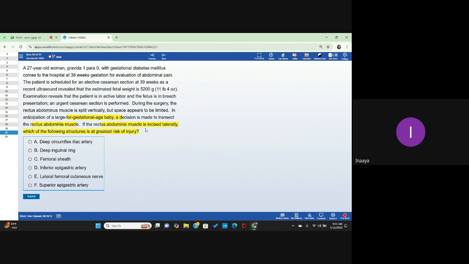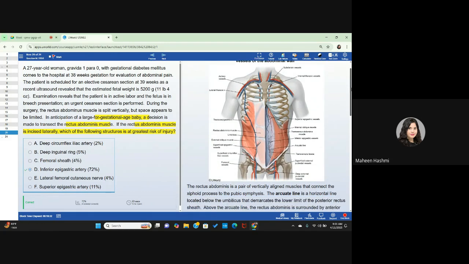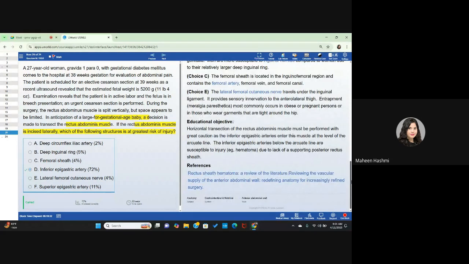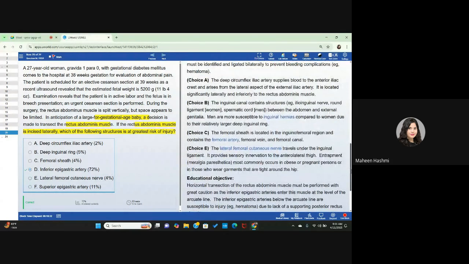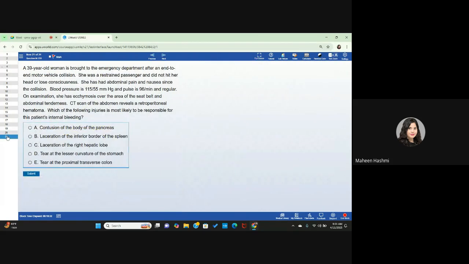D. Inferior epigastric, because the inferior epigastric artery is crossing vertically over the rectus abdominis. If we transect it horizontally, it will be dissected. So it's inferior epigastric. All right. Again, very anatomy related question. You have to remember, kind of go through this. Not very high yield. But yeah. Okay. Last question for today is this.